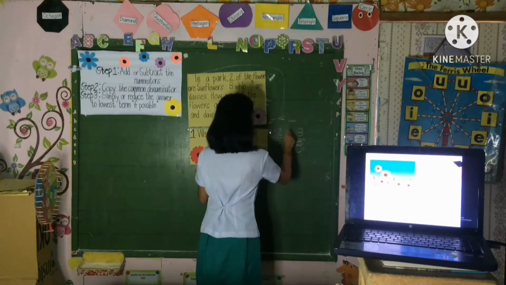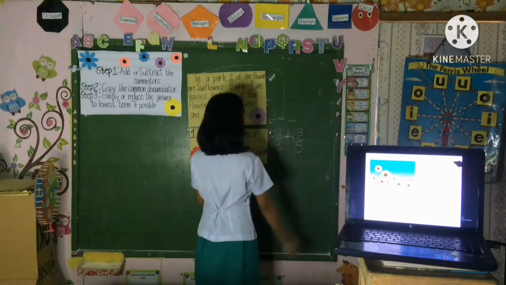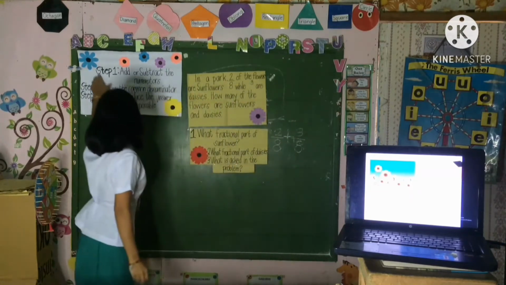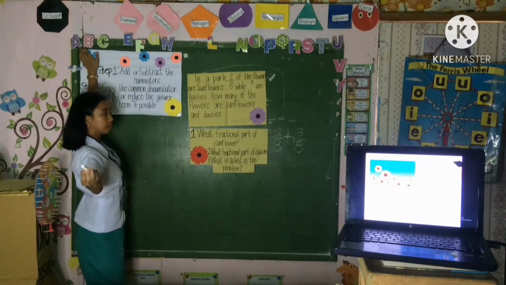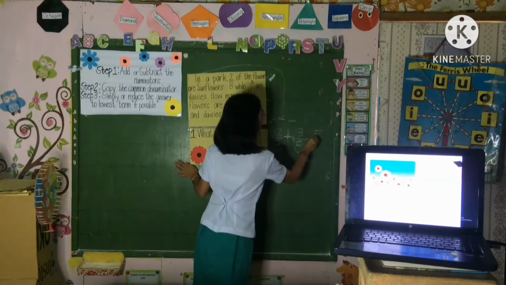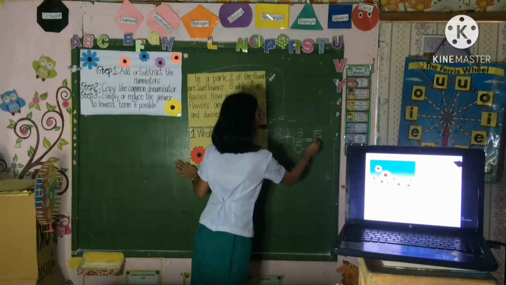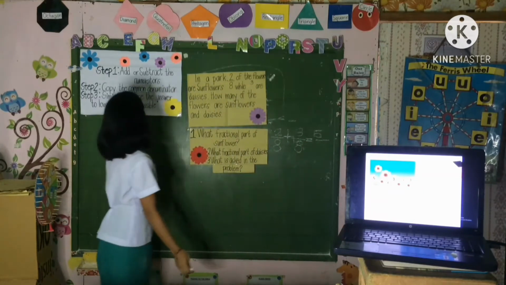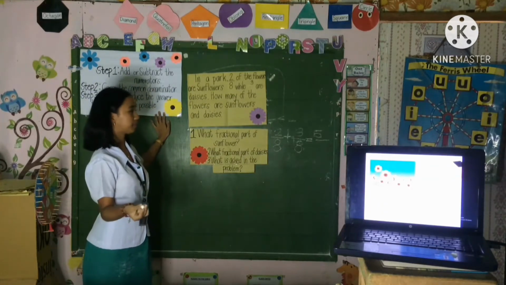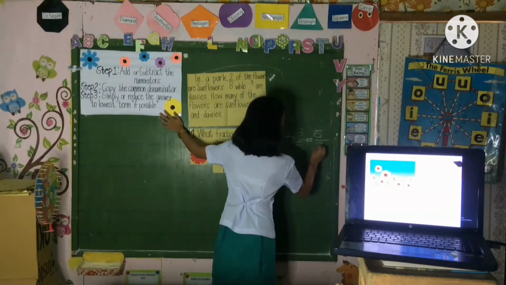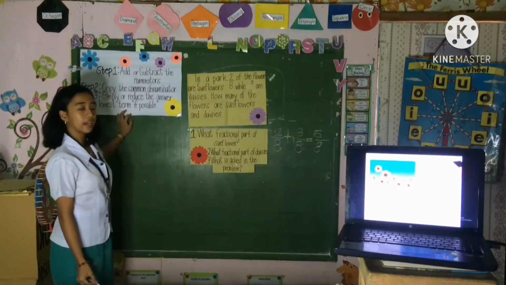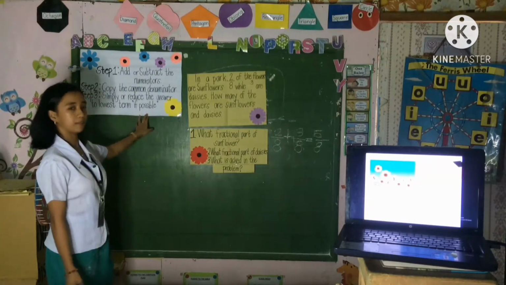So anyone who can solve this problem by following these steps? Okay, step 1: 2 plus 3 is equal to 5. Okay, very good. And next, step 2, copy the common denominator. Anyone who can answer? Yes, Jaylene. The answer is 8. Okay, very good. And step 3 is simplify or reduce the answer to lowest term if possible.